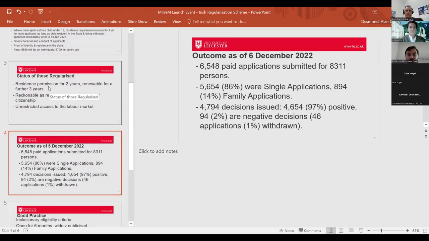Arithmetic isn't my strong suit, so I'm not going to talk too much about the figures here, but I think it's clear that the vast majority of applications to the scheme were successful. So only 2% resulted in negative decisions.